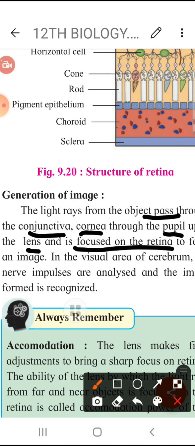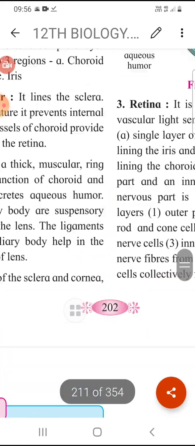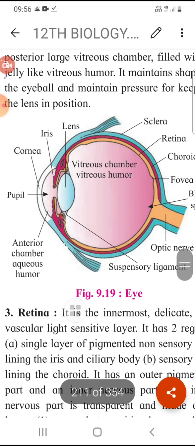इट हैज़ नर्व्स, ऑप्टिक नर्व्स. फ्रॉम रेटिना द नर्व्स कैरी द इंफॉर्मेशन टू द ब्रेन, ब्रेन एनालाइज करता है और image is formed. So we see here in this diagram what happens.